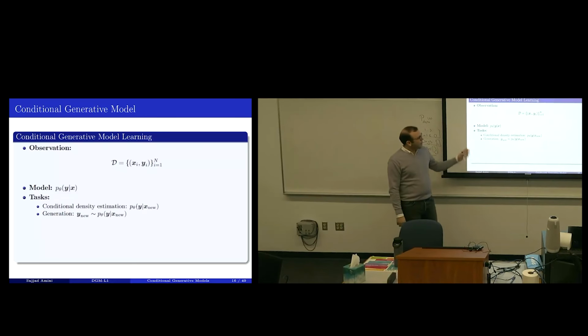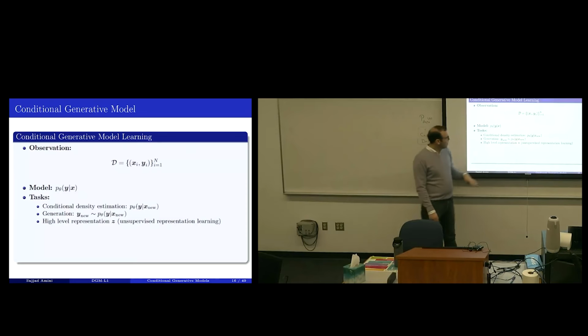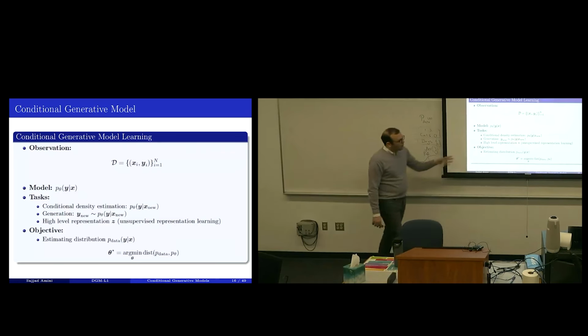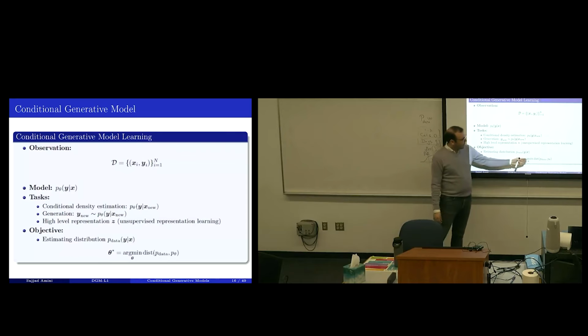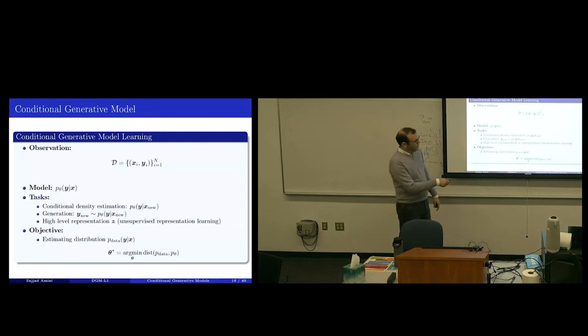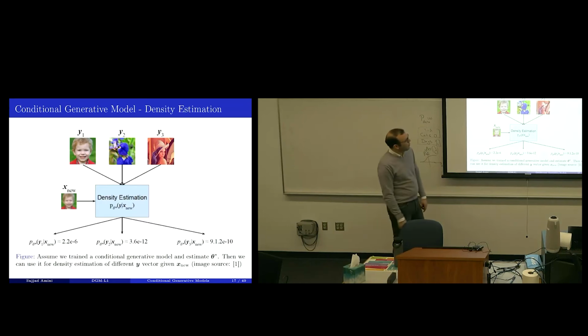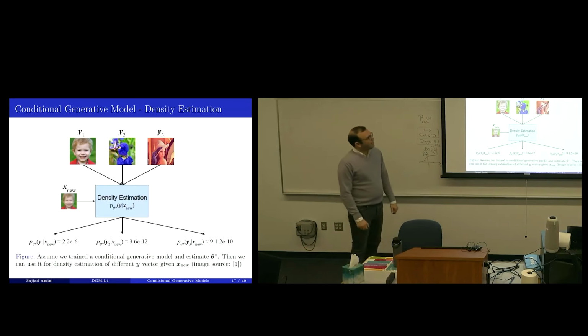What are the tasks? The tasks are repeated. It is not important. You just have a given X. And the objective is again minimizing the distance between P of Y given X in the data distribution and in the model distribution.